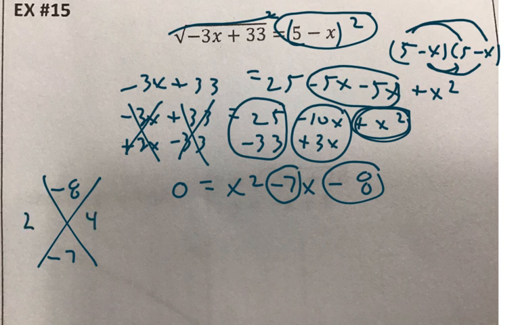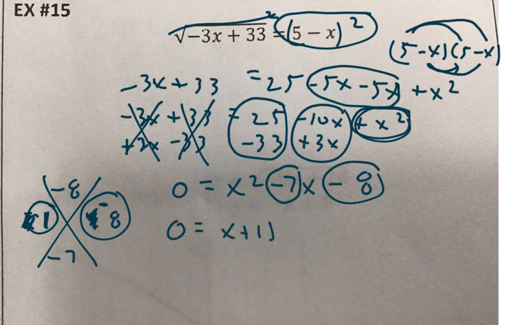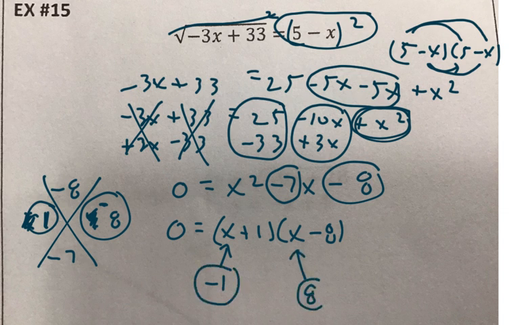Notice that 2 times 4 is 8, but that does not give me 7. So my only choice is 1 times 8 to be 8. And to get the minus 7, I need to do 1 minus 8. So these are going to be my numbers for my factors. So 0 equals x plus 1 times x minus 8. To solve here, x has to be negative 1. To solve here, x has to be 8.